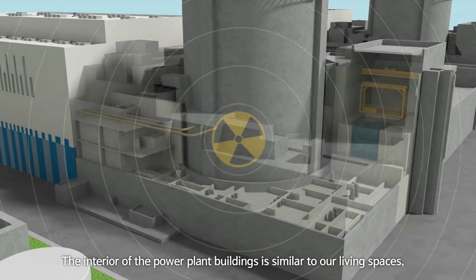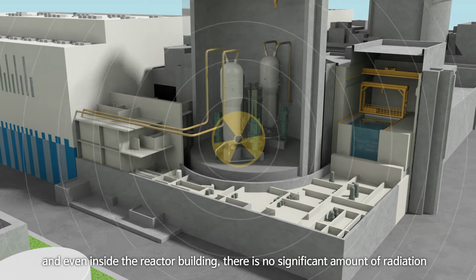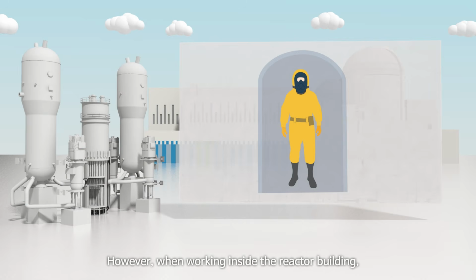The interior of the power plant buildings is similar to our living spaces, and even inside the reactor building there is no significant amount of radiation. However, when working inside the reactor building, wearing safety equipment is required.